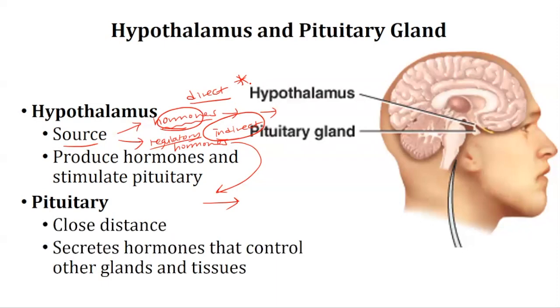Okay, so we are going to talk about that in more detail, so don't worry about that too much for now. All right, so pituitary gland stays in close contact or close distance with hypothalamus. And pituitary gland secretes hormones that control other glands and tissues. Okay, I will give you some examples about that. So for now, just remember that hypothalamus is the master and it's going to affect the function of pituitary and production of hormones within the pituitary.